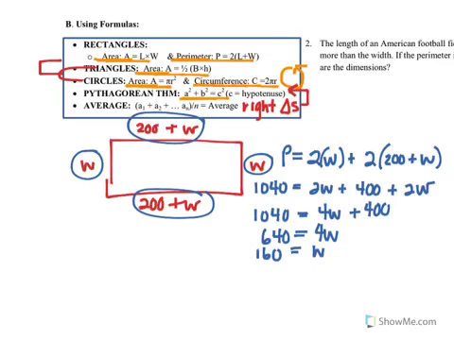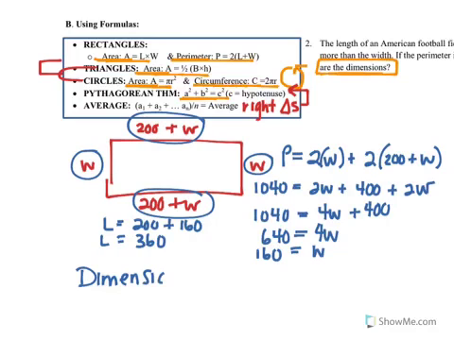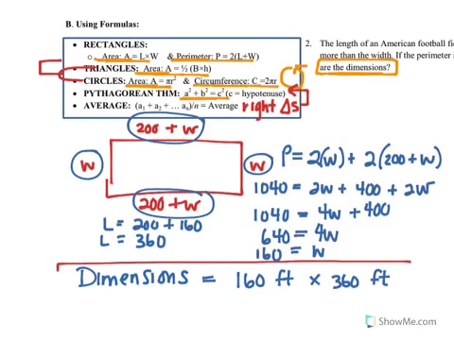So here's a critical part. Remember that in this problem I was asked to find the dimensions, not just to find the width. So if the width is equal to 160, then the length is going to be equal to 200 more than 160, or 360. So again, I want to answer the final question in somewhat of a sentence. The dimensions are going to be equal to 160 feet by 360 feet. Notice that I write out the units as well.